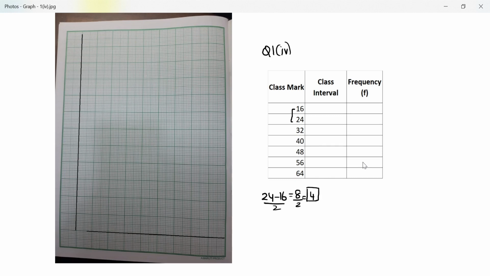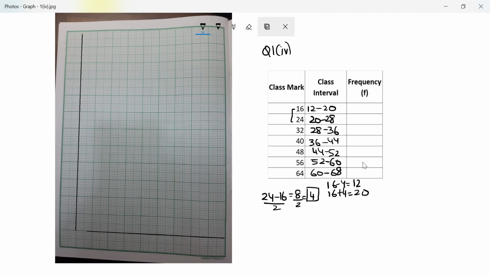So I will be able to find my class interval if I subtract 4 from 16 and add 4 to 16. So this will be 12 to 20. How did I get this? 16 minus 4 gave me 12 and 16 plus 4 gave me 20. Similarly, this will be 20 to 28. This will be 28 to 36. This will be 36 to 44. This will be 44 to 52. This will be 52 to 60. And this will be 60 to 68.